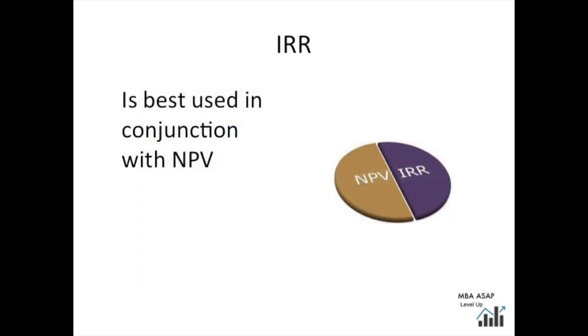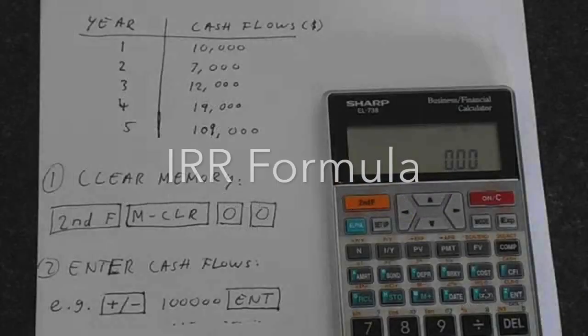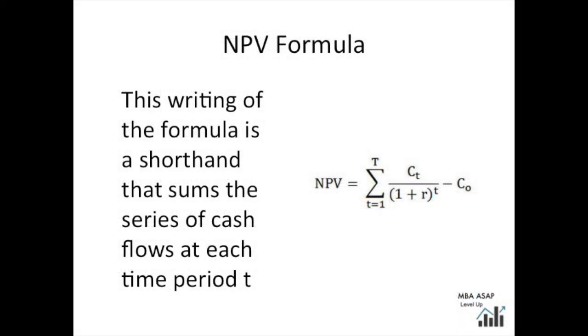IRR doesn't tell the whole story, though, and it's best to always use it in conjunction with NPV. NPV provides the scale, and IRR provides the intuition. So let's think about IRR in formulaic terms. When we had our net present value formula, the NPV was equal to the initial cost weighed against the future cash flows coming in from the project.